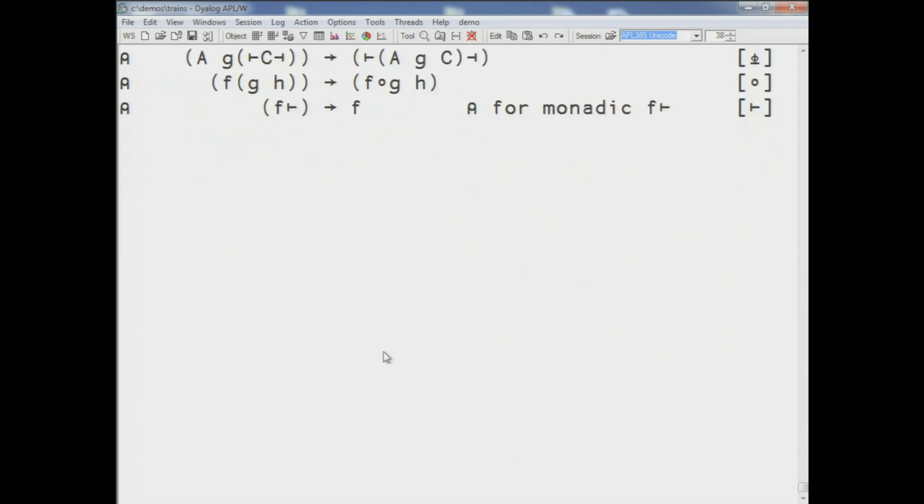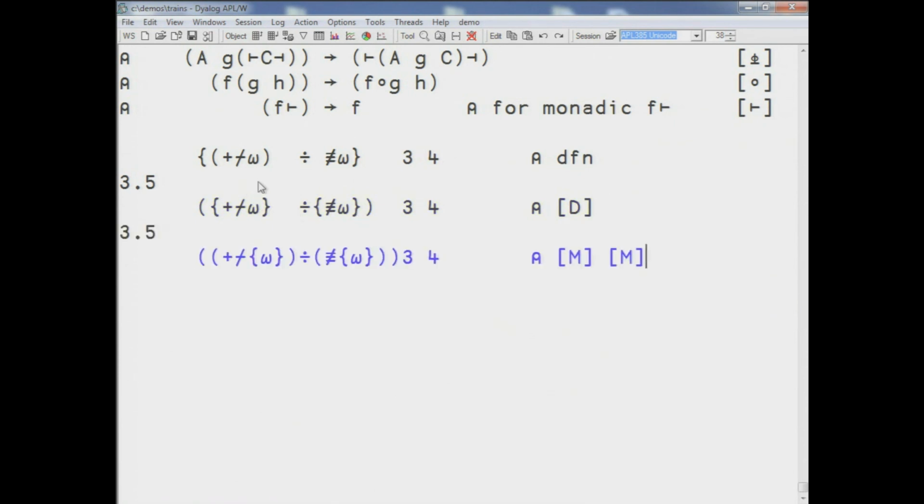So just to run this little compiler, here's a dfn. And I'm going to run it through my compiler. So this dfn is equivalent. This is a dyadic division. So it's equivalent to this function train, this dfn divide this dfn. And then I'm going to run that.